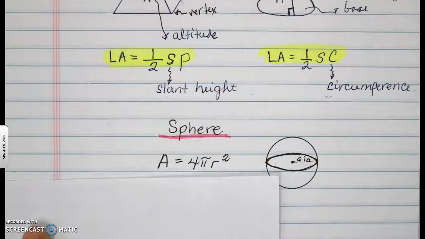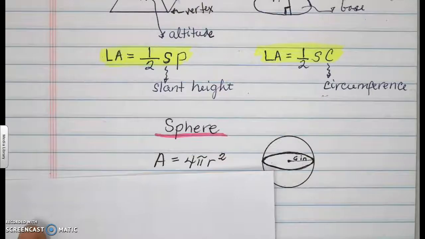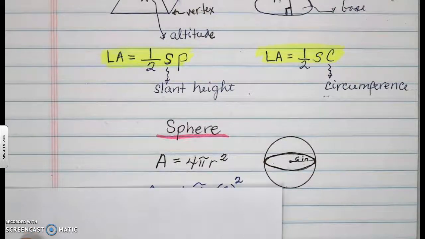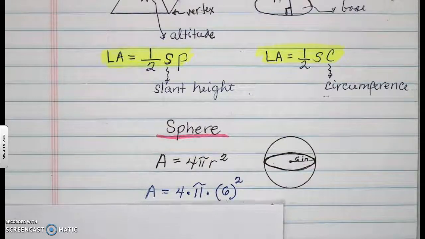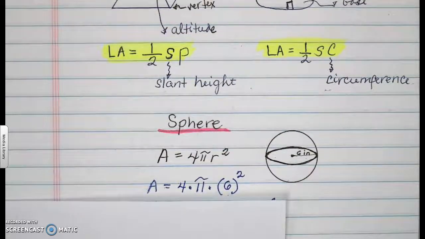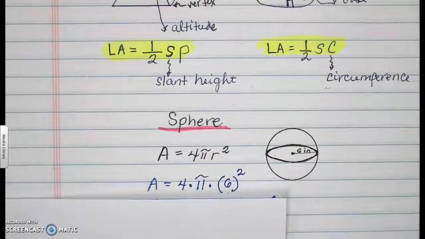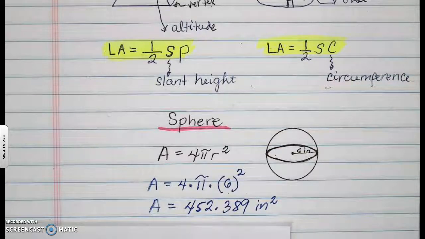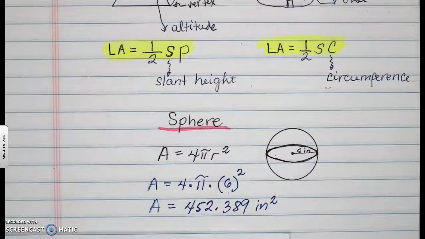So let us begin and try to solve for the total surface area of this sphere on the right, given the radius 6. So let us substitute. So the area is equal to 4 times pi times 6 squared, in parentheses. If you place this in the calculator, it will give you a calculation of the total surface area of the sphere being 452.389 square inches.